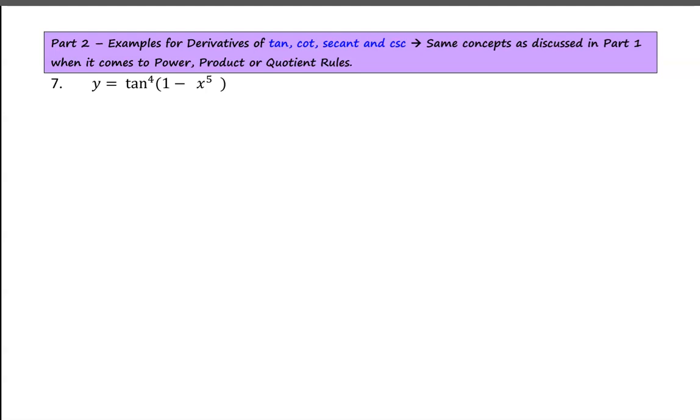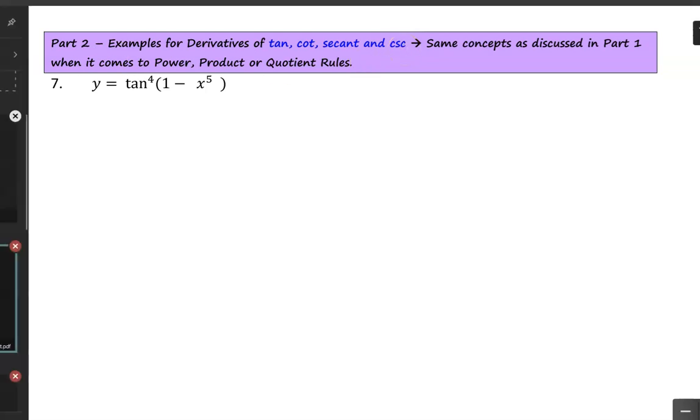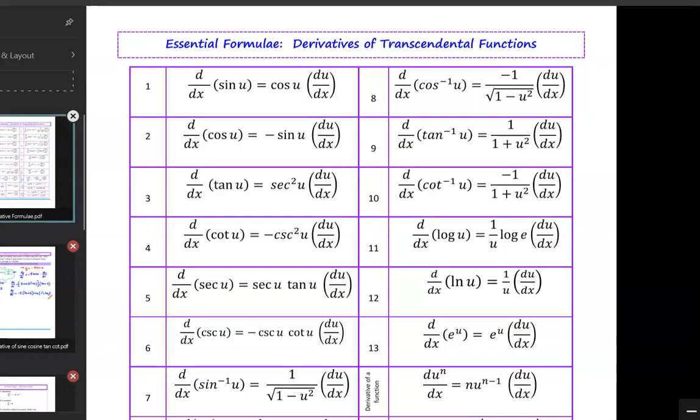Hello everyone. In this lesson, we will talk about derivative of tangent, cotangent, secant, and cosecant. In previous lesson, we have worked with derivative of sine and cosine. We also explored the concept of product rule involving these two functions as well. And don't forget that when we work with this type of transcendental function, we need to apply the chain rule.